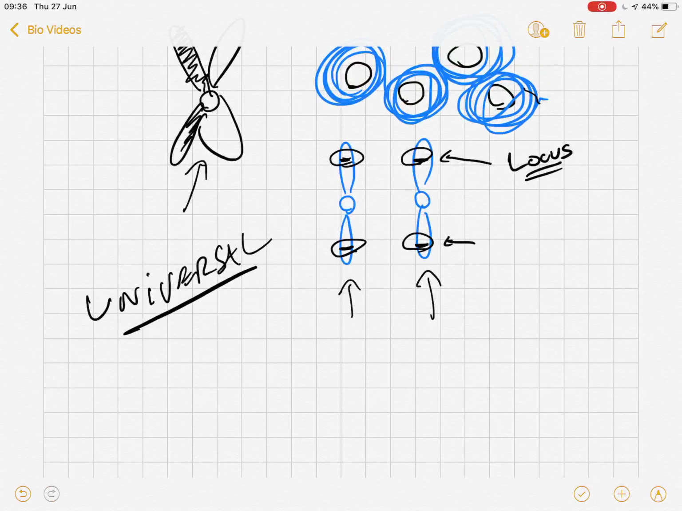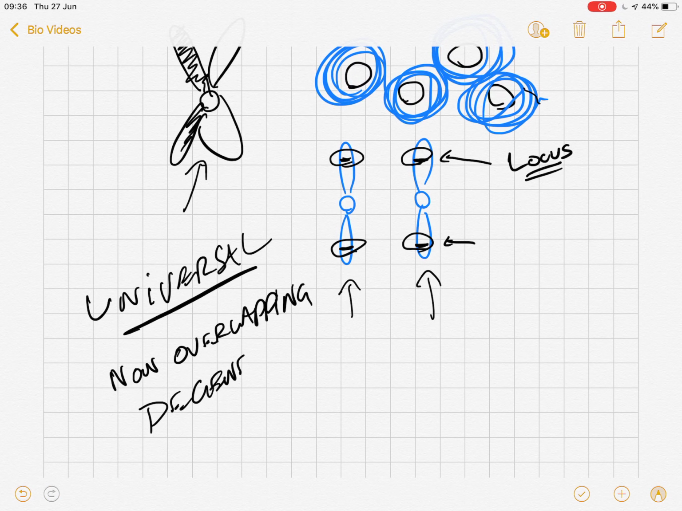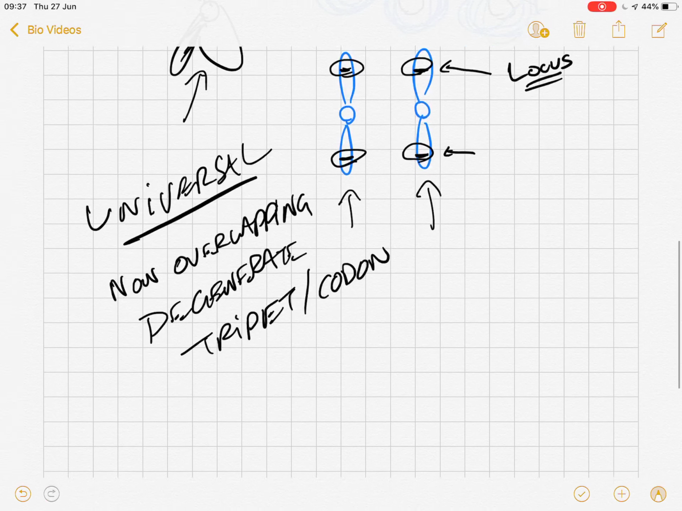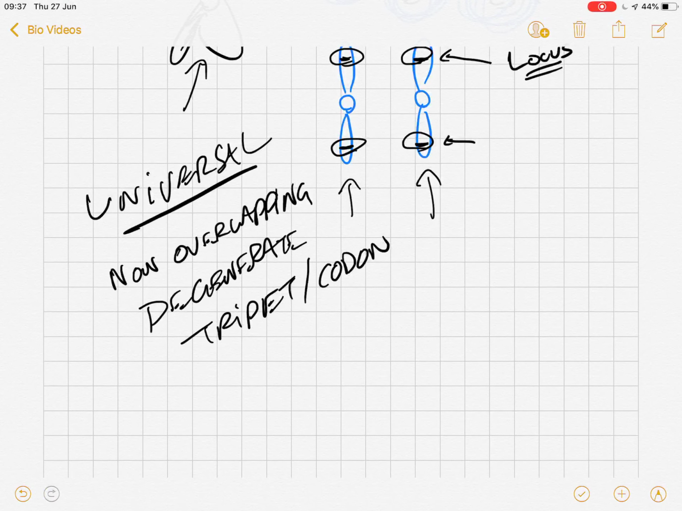We also see the terms non-overlapping, and degenerate, and triplet or codon. Now, this is all key terminology that we've got to have a grasp of, and we'll see it will help us explain the later processes.